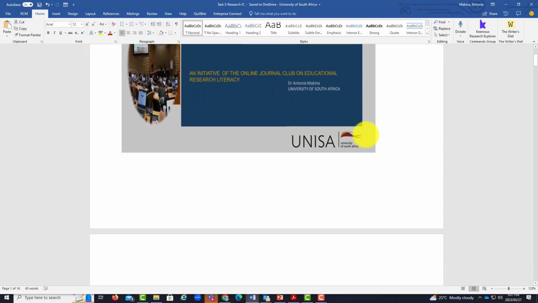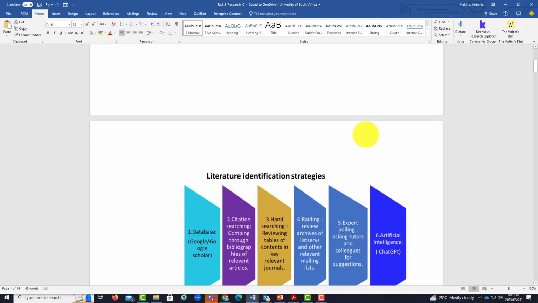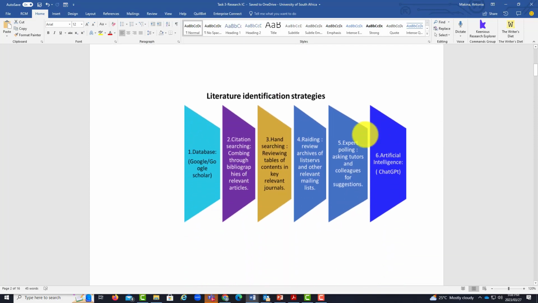The following diagram shows some of the ideas I use in identifying literature. In the first one, I use a database. You can use Google or Google Scholar or many others in the database that you can use for identifying literature. In my second case, I use citation searching, where you comb through bibliographies of relevant articles. In the third case, I use hand searching, that is reviewing tables of contents in key relevant journals.